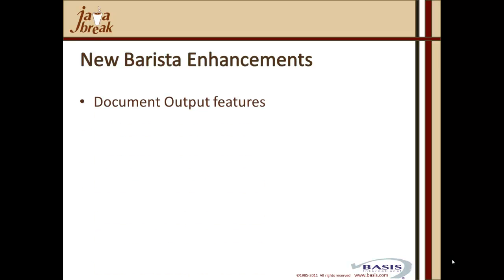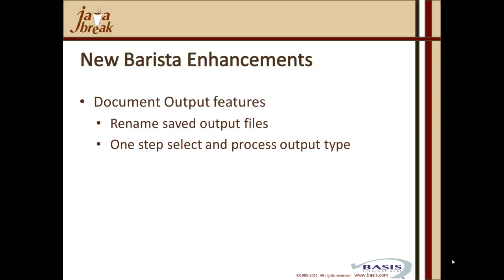Some of the document output features that are in BBJ 11 and Barista 11, you have the ability to rename your saved output files. So you can go to the archive system and look up a document that's in the archive and rename it to a name that's useful to you, that might be more familiar and easily sortable or searchable. You have the one-step select and process to a particular output type.